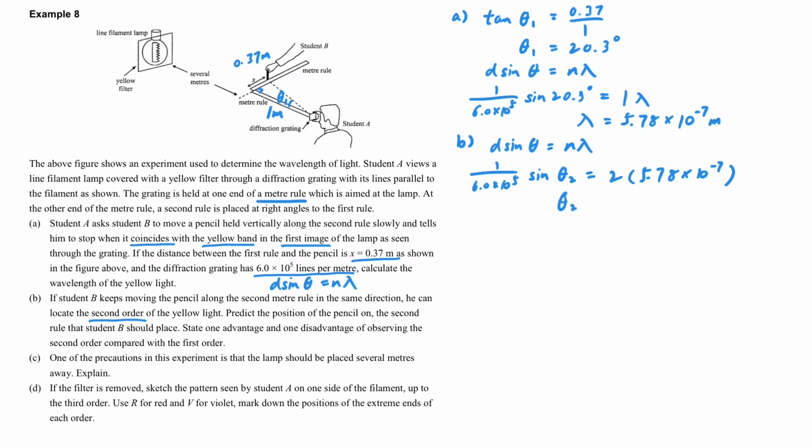So after we get the theta 2, which is the angle from the center, once again, because we're looking at the position, that means we want to know the distance x, so we can use the tangent theta equals to y over d in order to find the position of it.